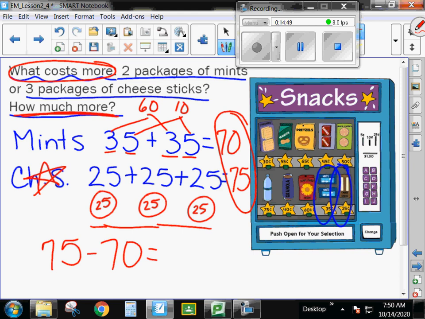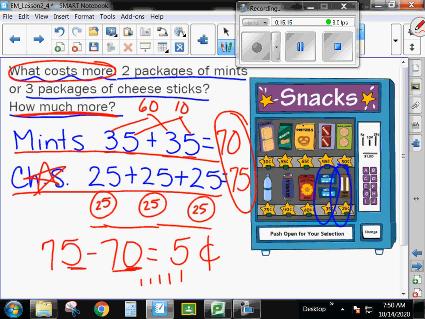Okay, you know me in subtraction, I would rather start with the small number and count up to the big number. So 70, 71, 72, 73, 74, 75, right? Or really that was a pretty easy one because one ends in zero, one ends in five. So the difference is 5 cents. So when you're answering this question, you had to do a few different steps here. First, you had to add together your mints. Then you had to add together your cheese sticks to find out the first question, what costs more? And then you had to subtract those two to find out how much more.